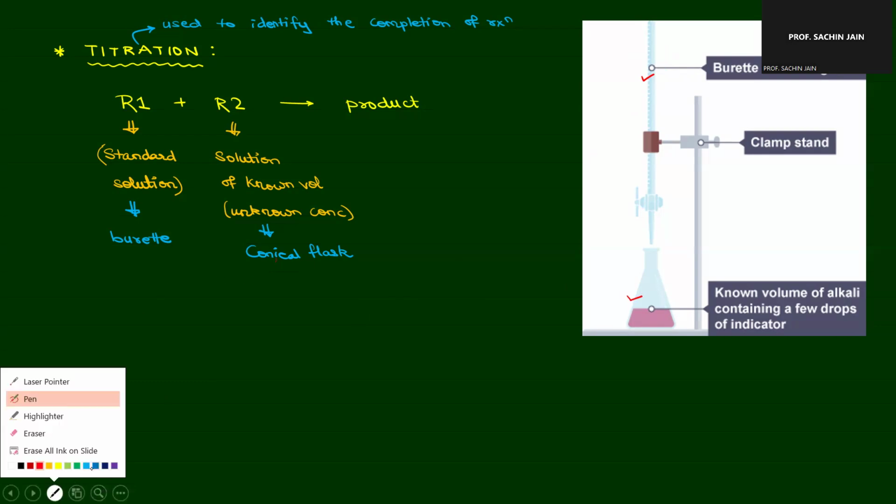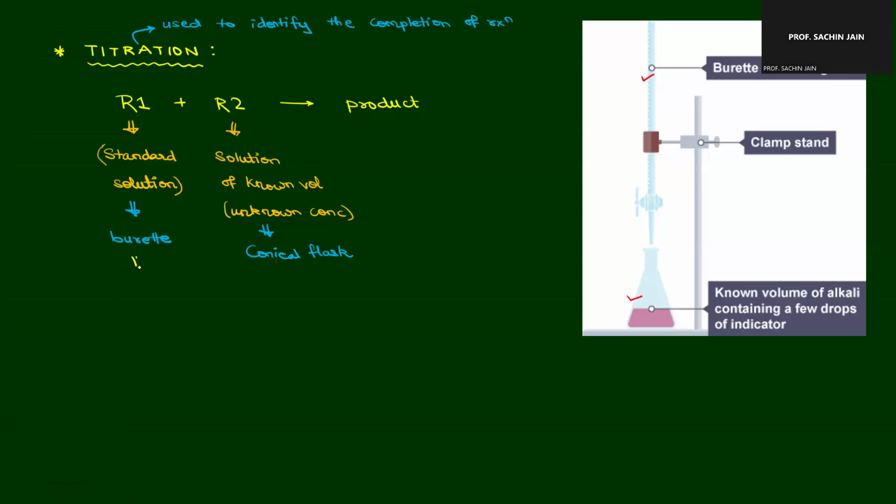Now, the burette solution is referred to as the titrant, meaning the R1 is basically called the titrant, and the R2, the solution of known volume taken in a conical or the titration flask, is called the analyte. So basically, here we are analyzing the unknown concentration of the R2 reactant.